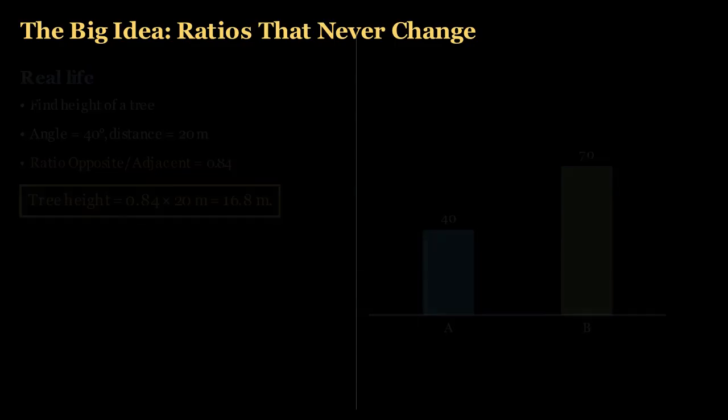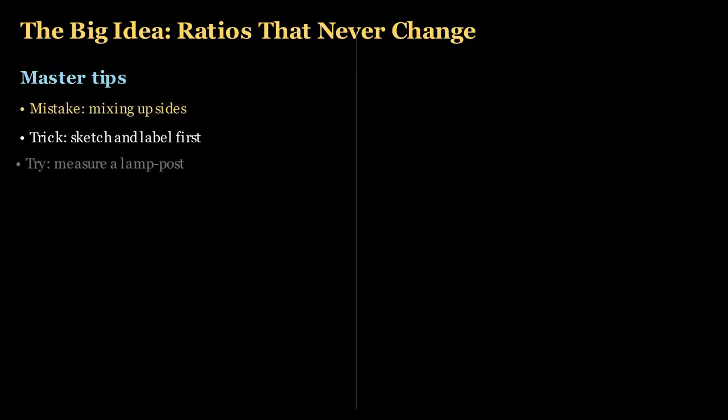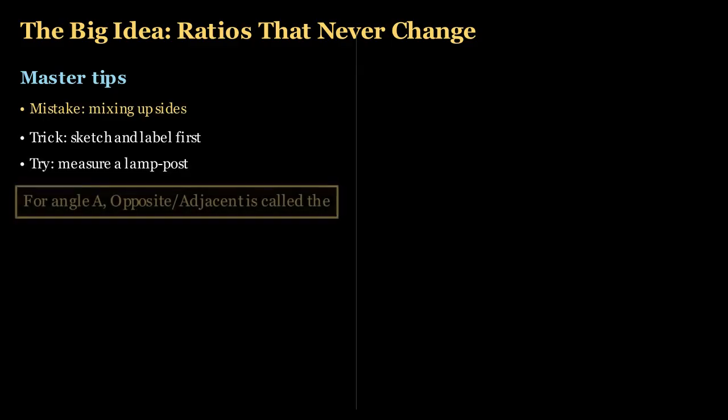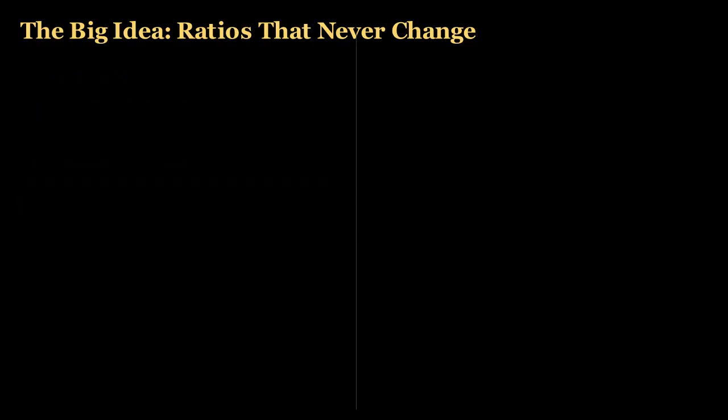The most common mistake is using the wrong sides. Always sketch the triangle and label opposite, adjacent, and hypotenuse relative to your angle. A quick trick, the ratio for an angle is just a look-up number, you don't calculate it, you find it.